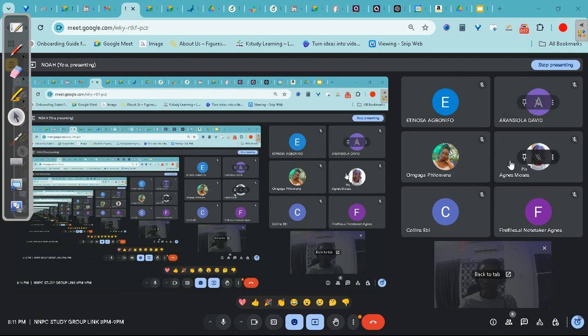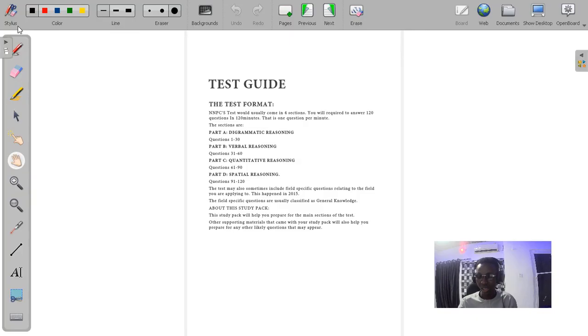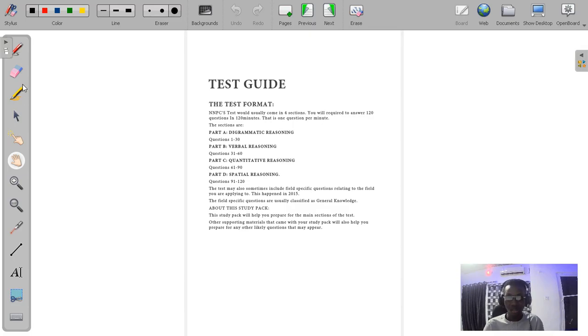All right. So let me just continue from where I stopped. I said, based on the test formats, we have four different parts, whereby part A is based on the diagrammatic reasoning. You have the verbal reasoning, the quantitative reasoning and the spatial reasoning. For the diagrammatic reasoning, we have question 1 to 30, and then 31 to 60, 61 to 90, 91 to 120.